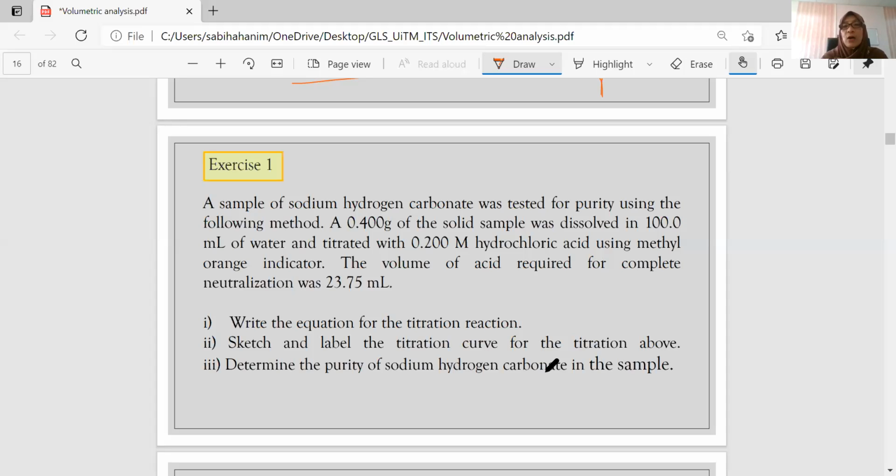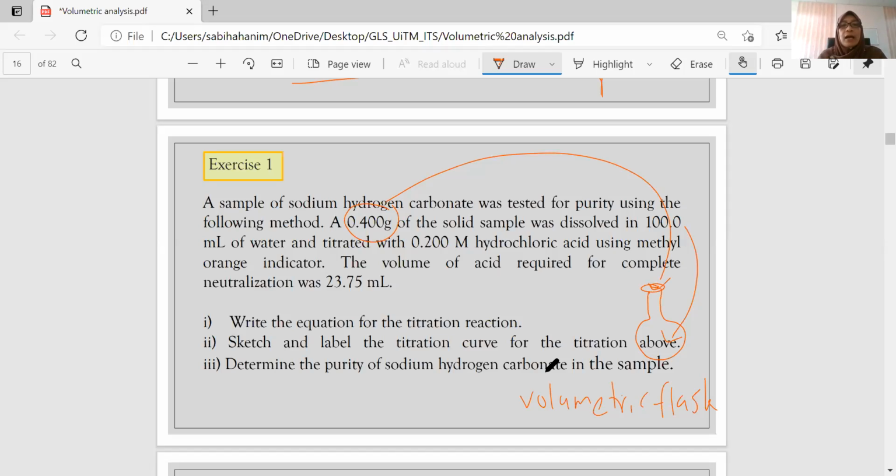When we say we dissolve in 100 milliliters, normally for the preparation of the solution, we use the volumetric flask. We call this one the volumetric flask. So we have the 0.4 gram and the 100 ml volumetric flask, and then we dissolve inside here. After that, what do we do? We titrate with 0.200 molar hydrochloric acid using methyl orange.